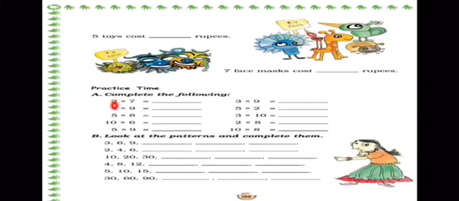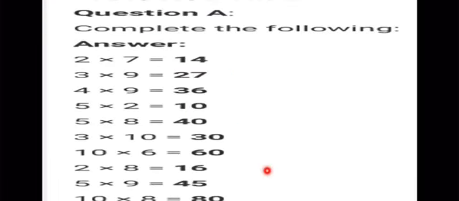Practice time. Complete the following. Now over here you should know your tables thoroughly. So this is a dodging of tables. So we'll do this quickly. So 2 7s are 14, 4 9s are 36, 5 8s are 40, 10 6s are 60, 5 9s are 45, 3 9s are 27, 5 2s are 10, 3 10s are 30, 2 8s are 16, 10 8s are 80. So now let's check our answer. So if you know your tables thoroughly, you'll be able to do this quickly.